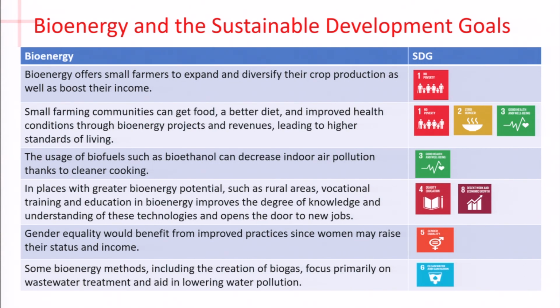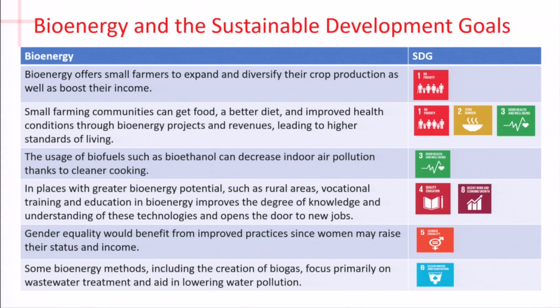Similarly, if we are going to use biofuels such as bioethanol and we are able to decrease the indoor air pollution, use that for our domestic cooking, then we are addressing Sustainable Development Goal 3, that is providing good health and well-being. In places with greater bioenergy potential such as rural areas, if vocational training and education on how to use these bioenergy resources is given, then the degree of knowledge and understanding to use these technologies increases, and this opens avenues for new job opportunities as well as entrepreneurship activities. In such an instance, we are able to achieve Sustainable Development Goal 4, which is quality education, and Goal 8, which is increase in economic growth.